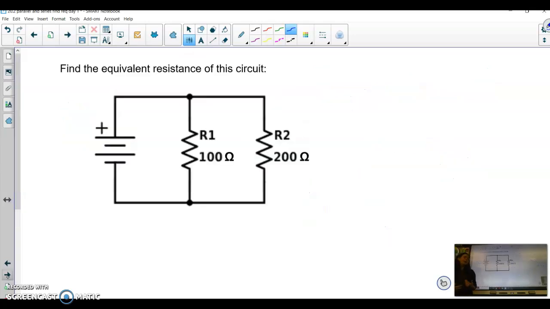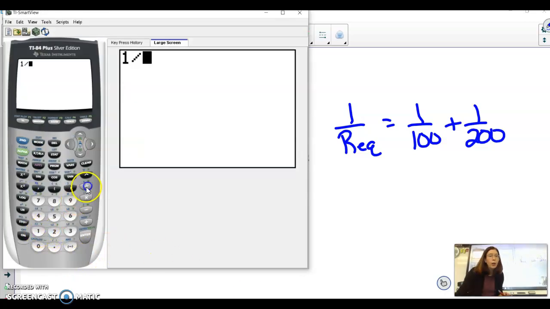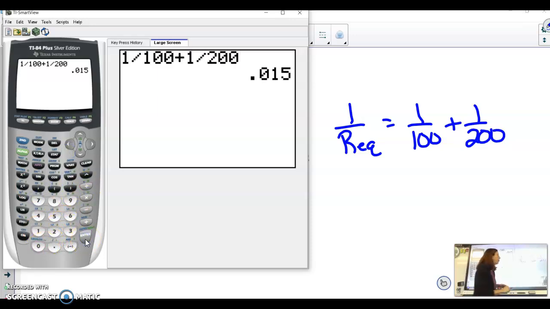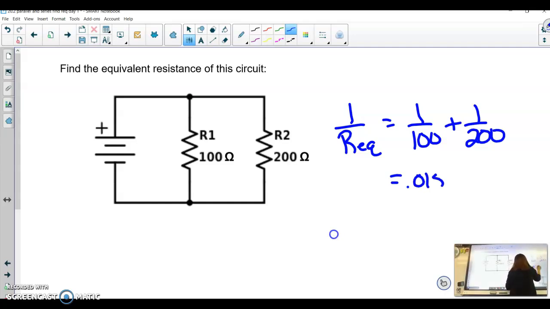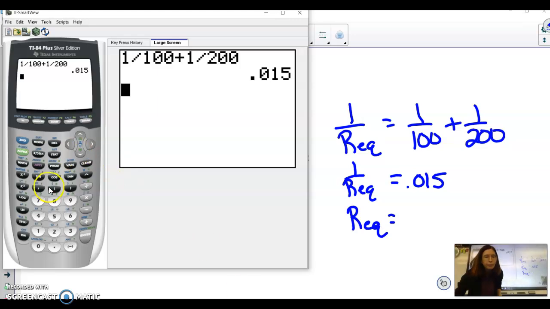Okay, now here I have a parallel circuit, so it's a little bit different. The equation is 1 over Req equals 1 over 100 plus 1 over 200. So please grab your calculator and do this with me very quickly. You're going to do 1 over 100 plus 1 over 200. So that's step number 1. That's 0.015. But that's not the answer because that's 1 over Req. So you still need to take the reciprocal. So I'm going to just do 1 over that.